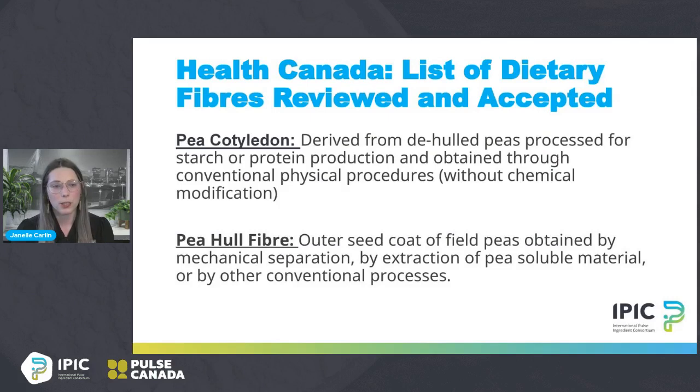This is one of the few where there are some regulatory definitions in the food space specifically, where pea cotyledon fiber and pea hull fiber are approved under Health Canada and their list of accepted and reviewed dietary fibers, where pea cotyledon fiber is described as being derived from dehulled peas, processed for starch or protein specifically, and obtained through conventional procedures, but indicating that there is no chemical modification. And pea hull fiber is that outer seed coat specifically of the peas obtained by mechanical separation or conventional processes.